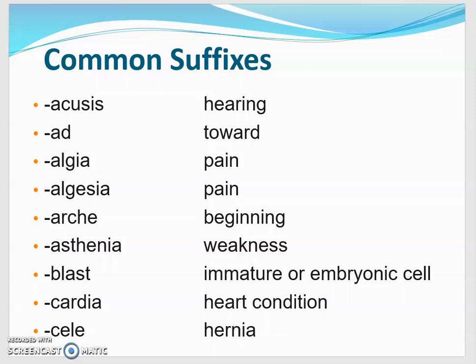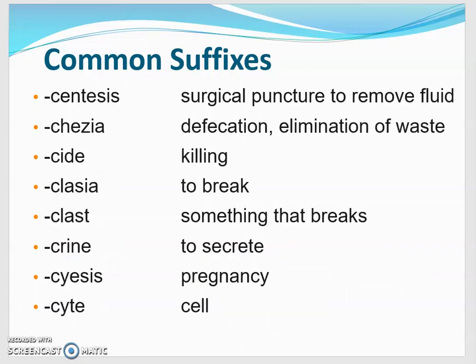As an example, tachycardia, you learn tachy as a prefix, meaning fast. Tachycardia is a fast heartbeat, a condition of a fast heartbeat. And cele means hernia, which is something pushing through a muscle wall that shouldn't be pushing through a muscle wall.